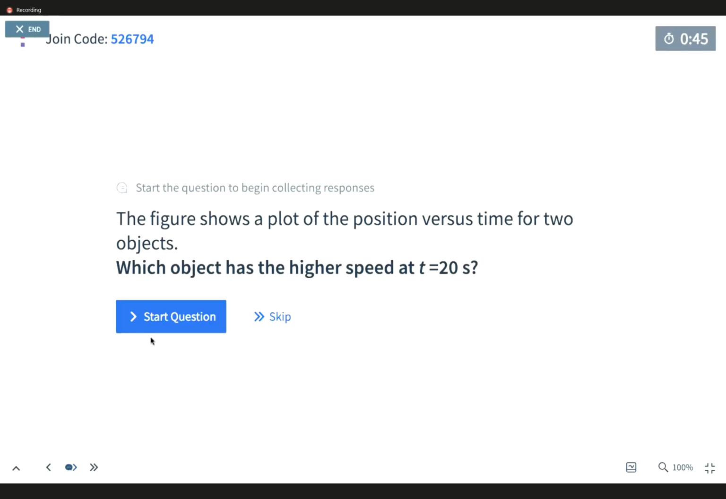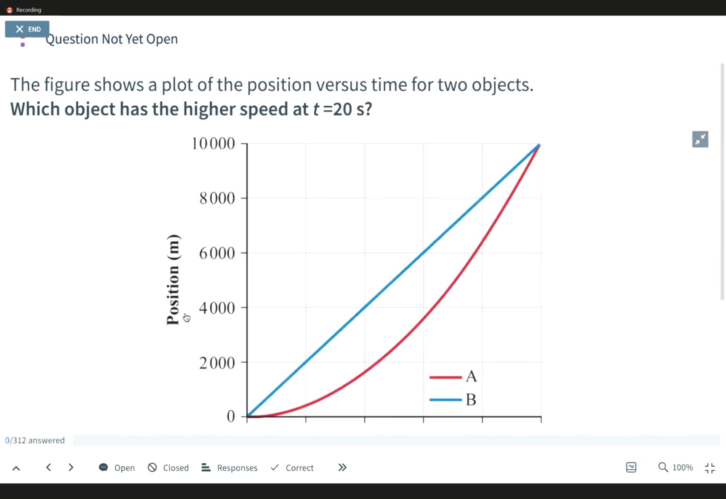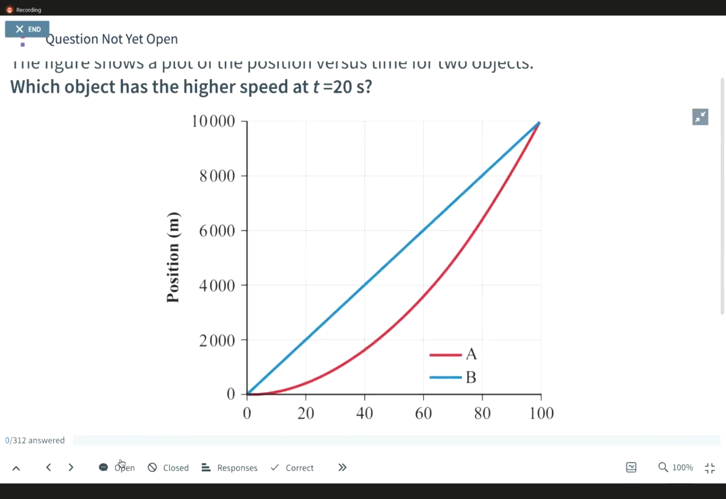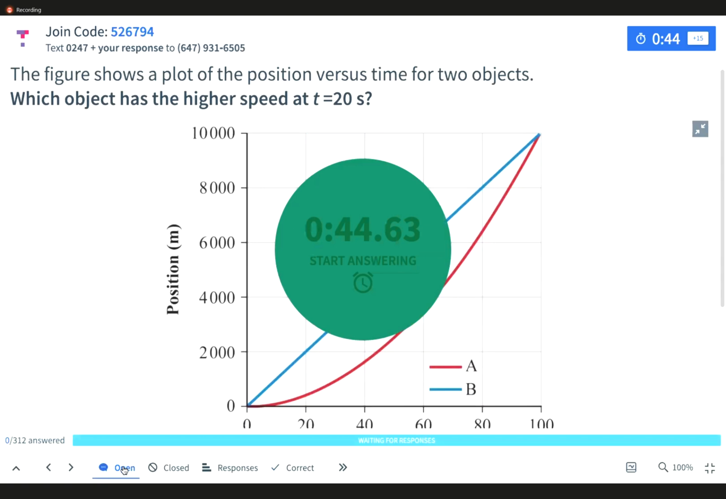You're welcome. So moving on to the next question, we're going to look at the same graph and ask which of these has the higher speed at t equals 20 seconds.